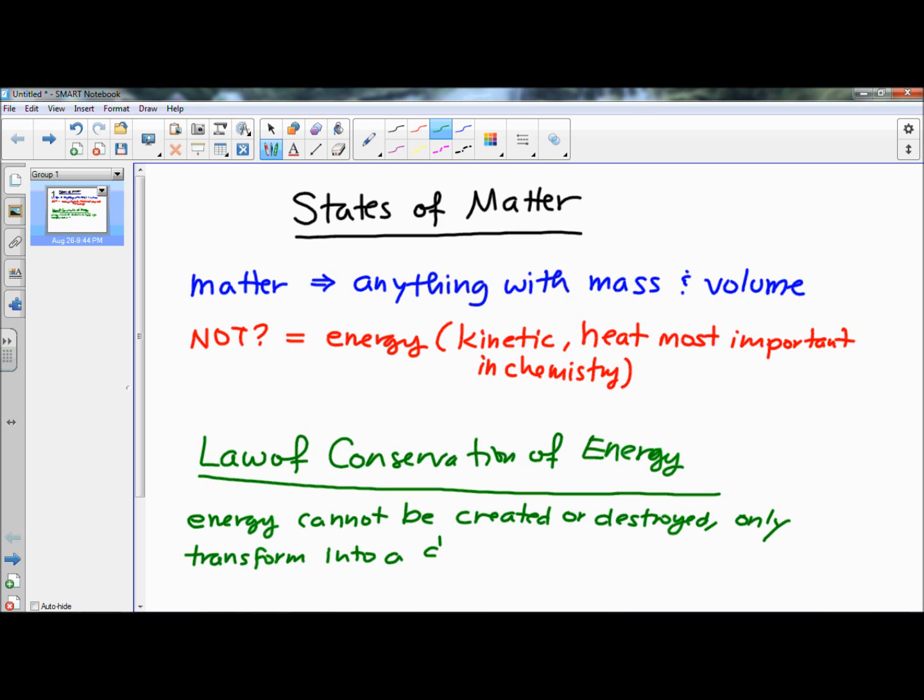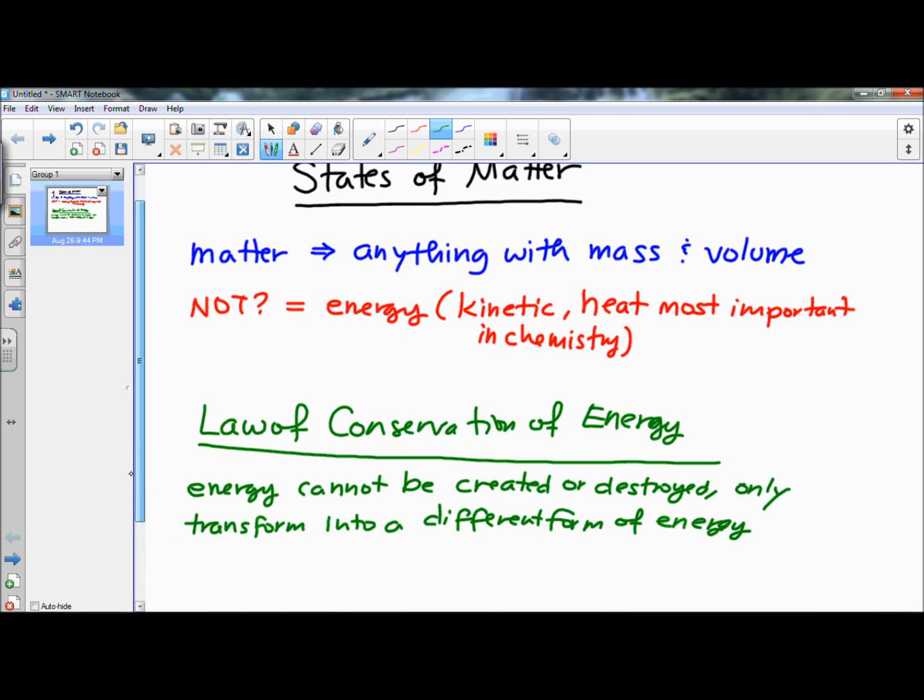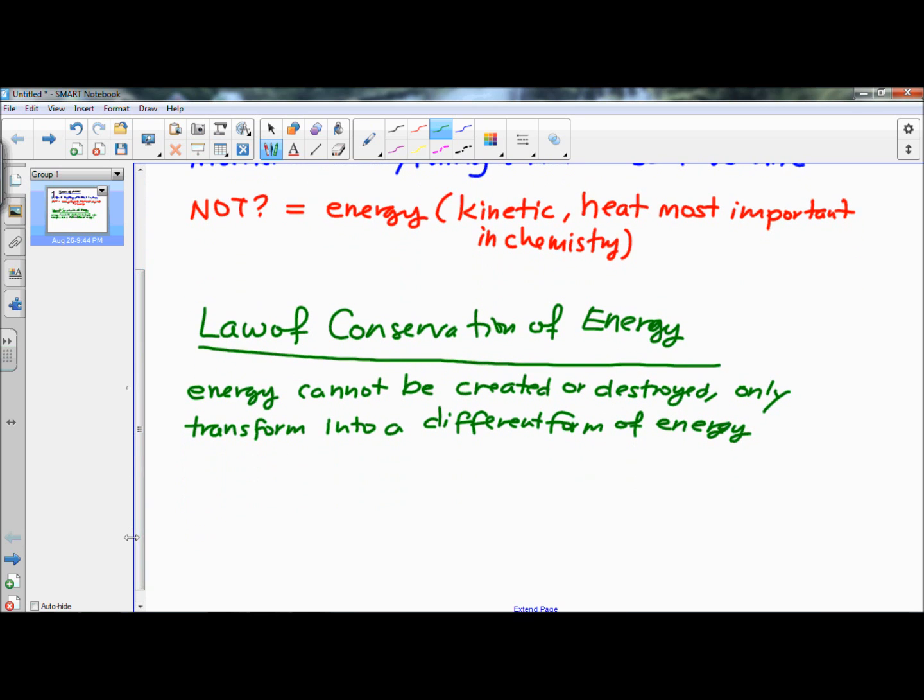The only thing that can happen to energy is that it can transform into a different type of energy. So kinetic energy can be transformed into heat energy, sound energy. Heat energy can be transformed back into kinetic energy. Chemical potential energy can be transformed into light energy. There's a lot of different forms of energy.